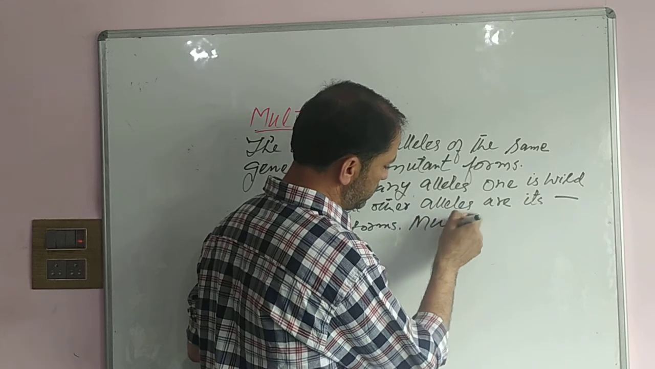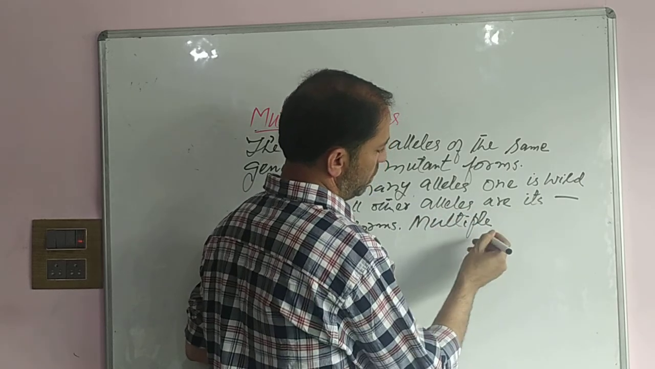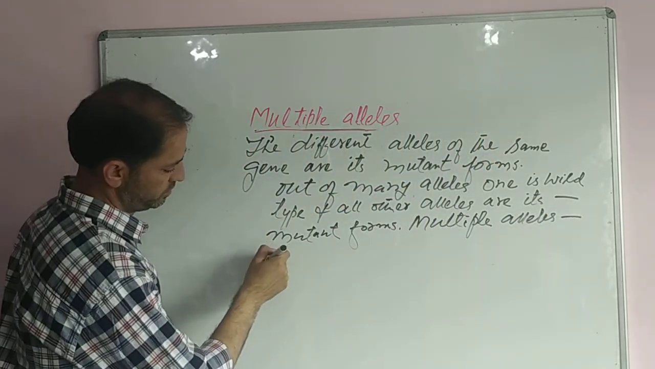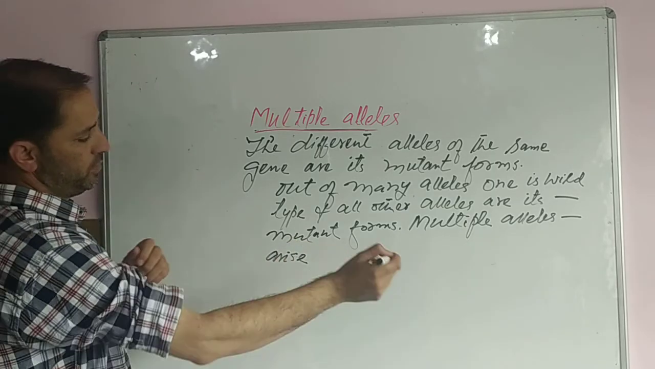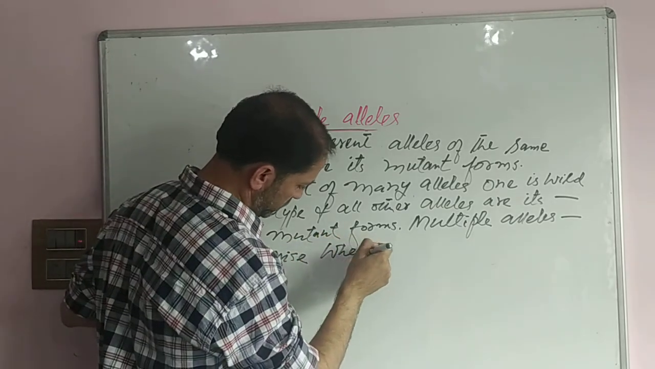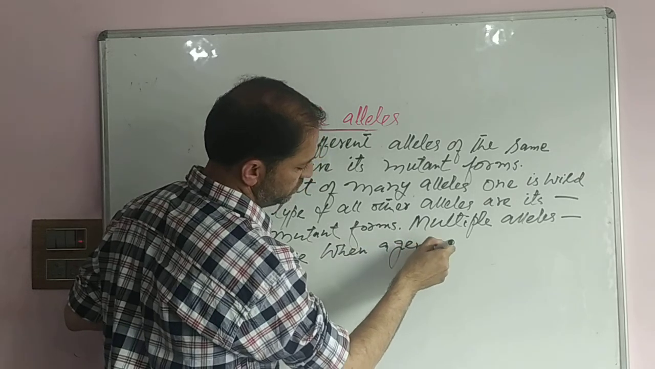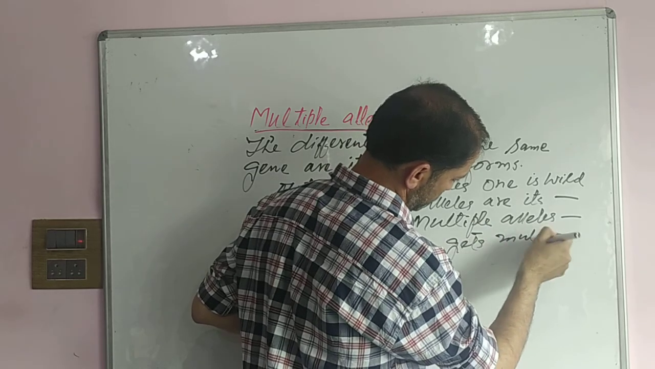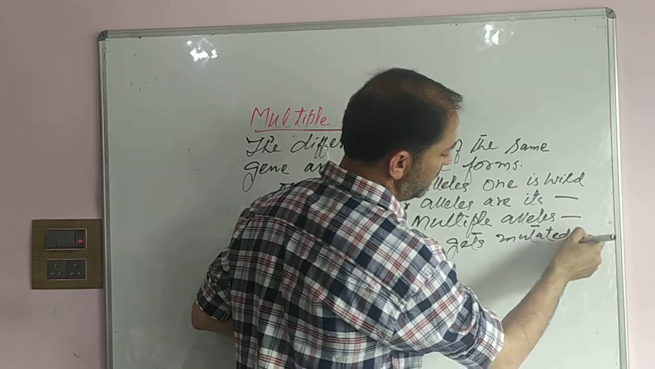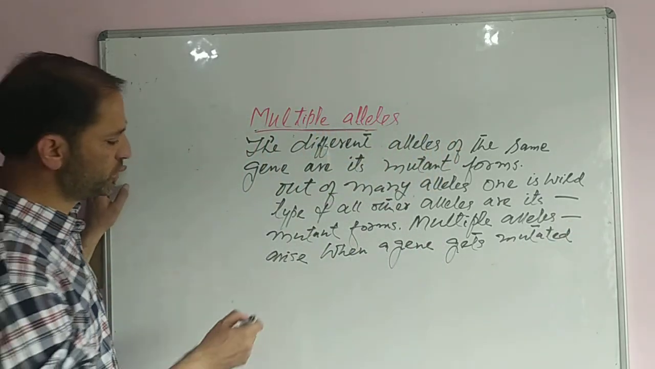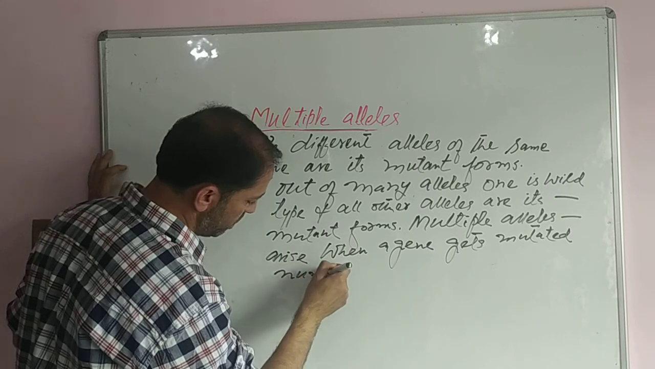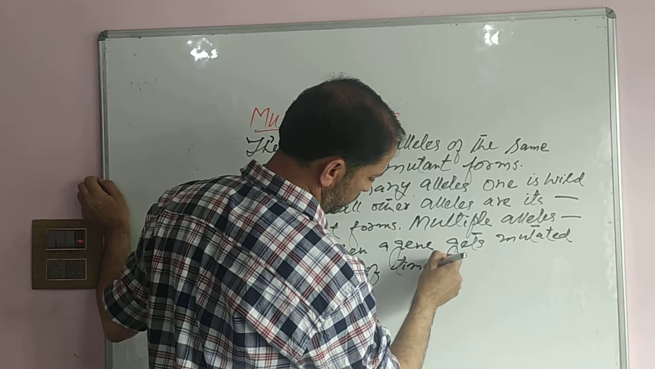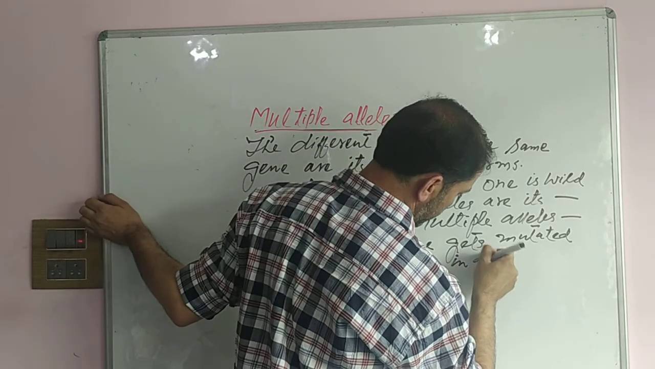Multiple alleles arise when a gene gets mutated a number of times in different directions.